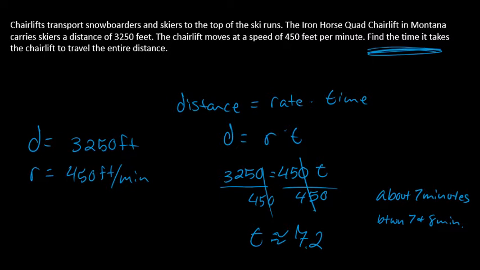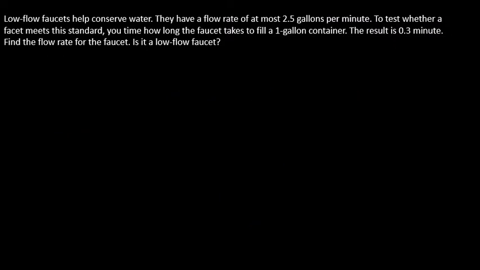Alright, let's look at another example. Low flow faucets help conserve water. They have a flow rate of at most 2.5 gallons per minute. So there's a rate right here. I'm just labeling it. To test whether a faucet meets this standard, we want to time how long the faucet takes to fill a 1 gallon. So gallon, that's a volume. The result is 0.3 minutes. So right there, I know that that is time.